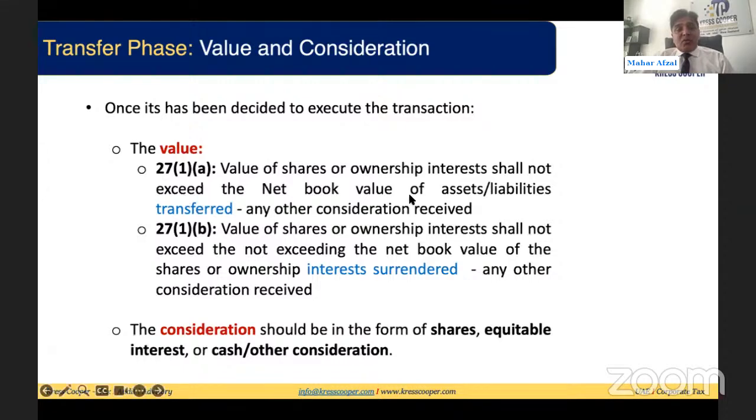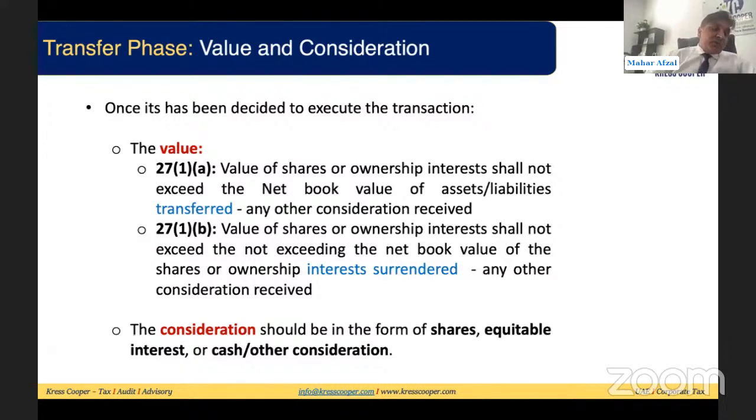This is under Article 27(1)(a), where the whole or an independent part of the business is being transferred and the transferor does not cease to exist. Under 27(1)(b), where the entire business is being transferred and the transferor ceases to exist, the law requires that the value of the shares or equity interest shall not exceed the net book value of the shares or ownership interest surrendered less any other consideration received. The consideration can be in the form of equity shares, interest, or other types of consideration.